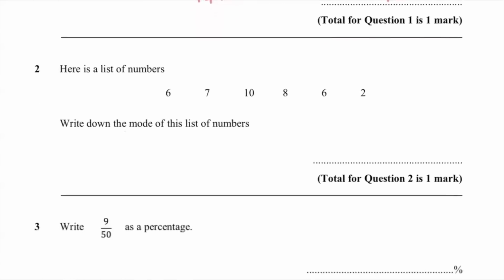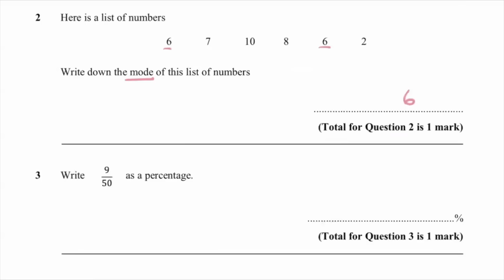Write down the mode. Mode means most common. 6 comes up more than any other. So 6 is the answer.